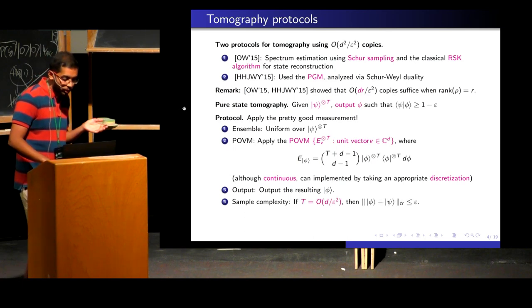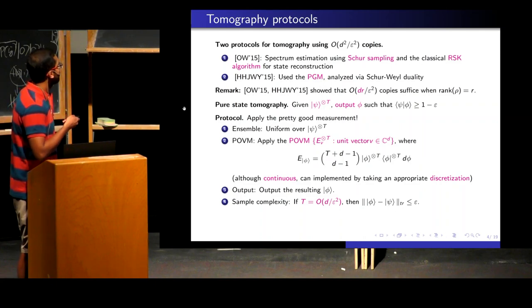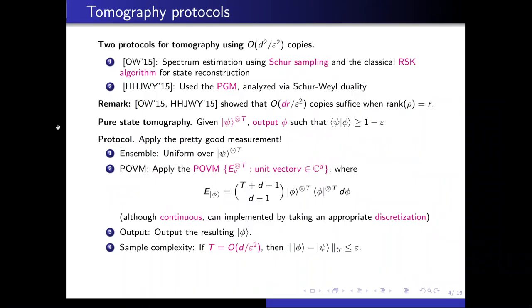And the thing I'm going to be showing is, supposing t is d over epsilon squared, then the trace distance, or you could just look at the overlap between these two states, is going to be at most epsilon.